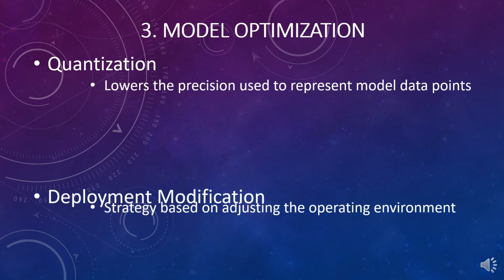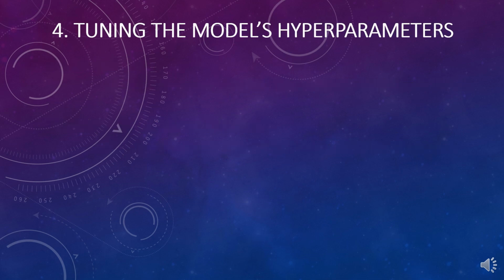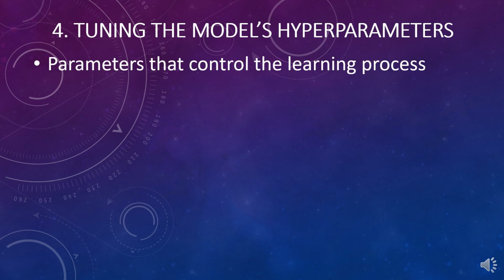And the second method may be deployment modification. This strategy is based on adjusting the operating environment of the AI model to enhance performance and efficiency. Deployment modification may involve containerization of AI models using techniques like Docker, which allows more scalable and manageable deployments across different platforms. The fourth topic trending on generative AI in 2024 is tuning the model's hyperparameters.